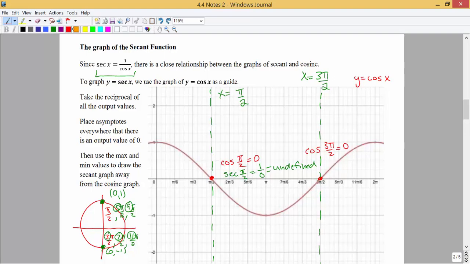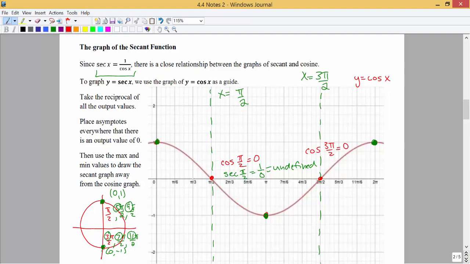Now let's look at the shared values. Everywhere that cosine is 1, which is here and here, as 0 and 2 pi, secant will also be 1. Remember, 1 is the reciprocal of 1. So we will have these shared values here. Also, where cosine is minus 1, the reciprocal of minus 1 is also minus 1. So we have these 3 shared points at the extreme values. So at the maximum values and at the minimum values, secant and cosine will share those 3 points.